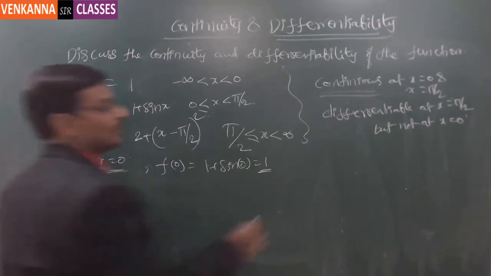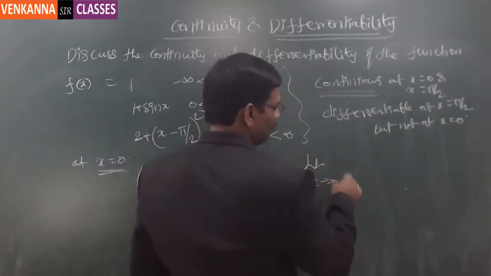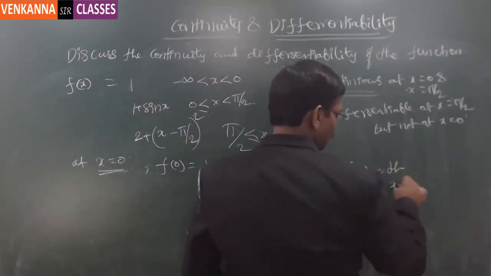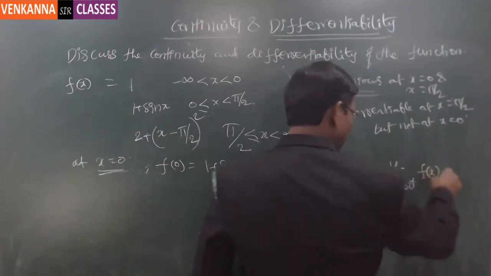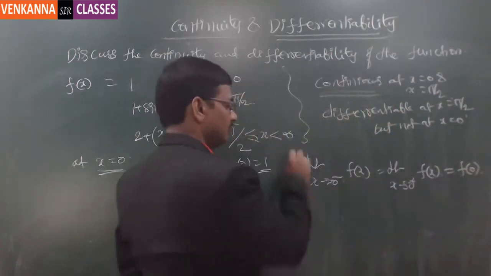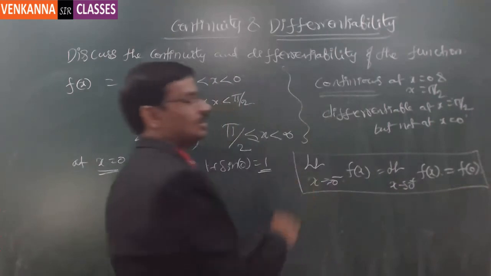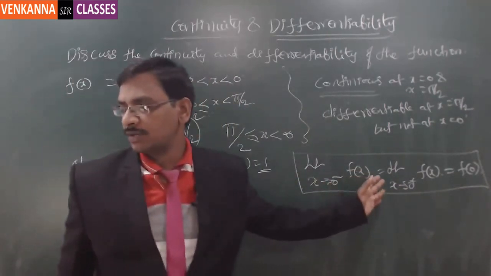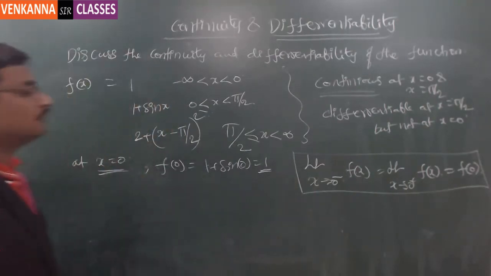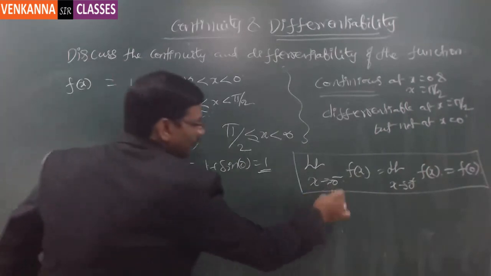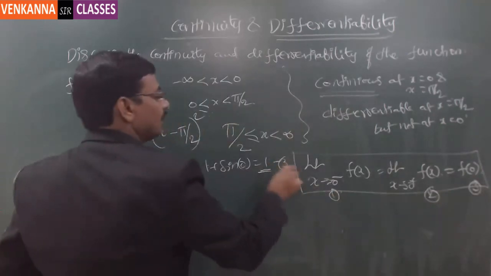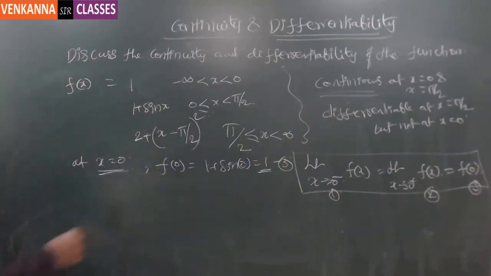Because we wanted to test the limit as x tends to 0 minus of f of x, which is the left side, and the limit as x tends to 0 plus of f of x, these two should be equal, and the same thing should be equal to the function value also. Then only we say that the function is continuous. This is the fundamental condition to test the continuity of any function. So this is part 1 and this is part 2. This is part 3, and part 3 is already done, and this is 1. Part 1 we can check.